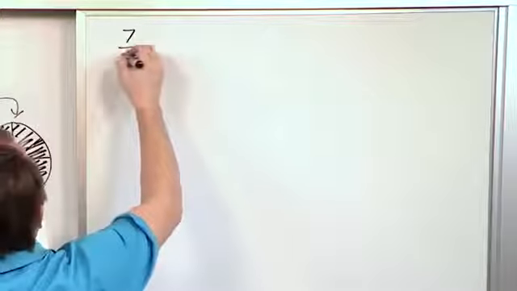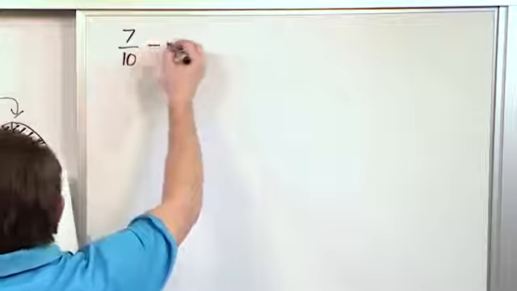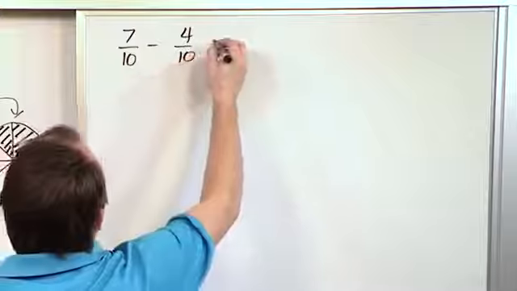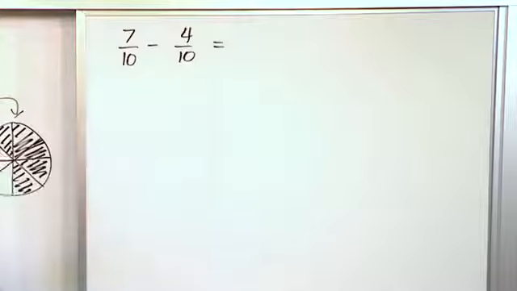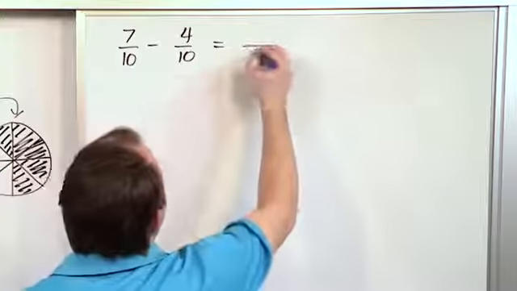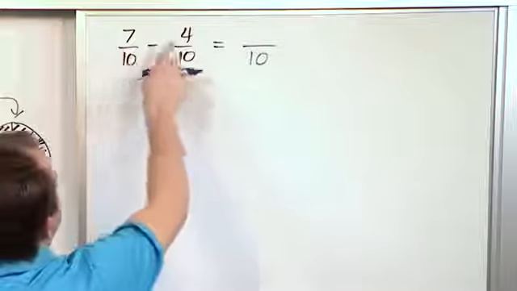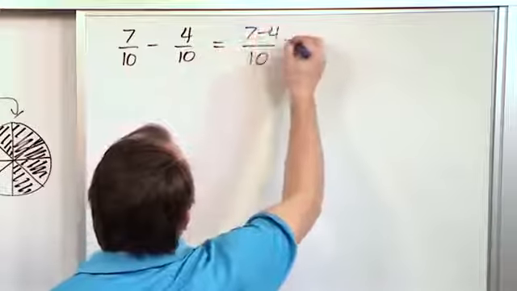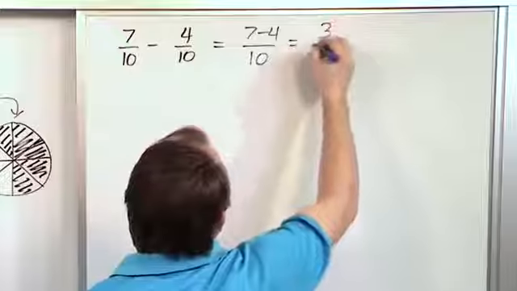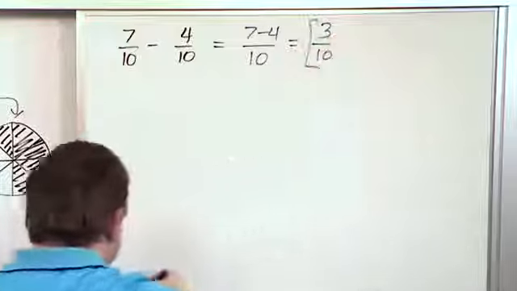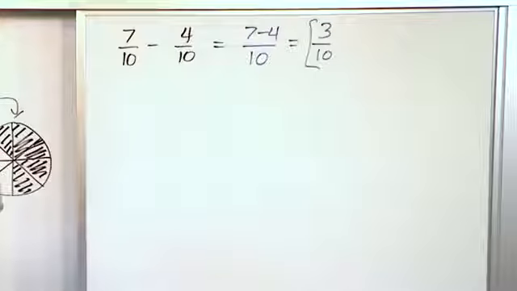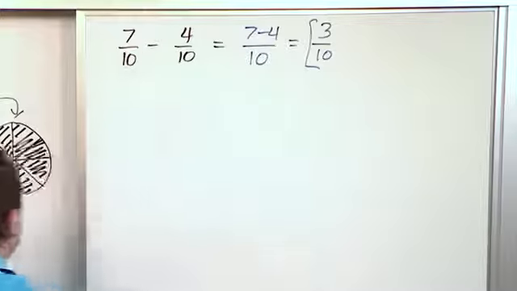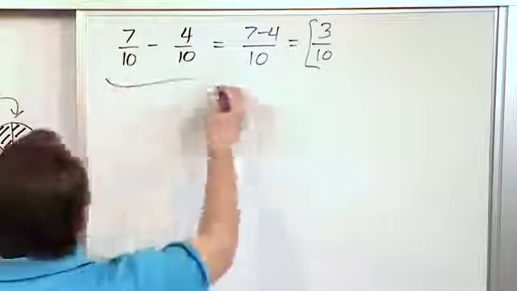Wrapping the lesson up here, we have 7/10 minus 4/10. Again, we check to see, do we have a common denominator? We do, it's 10, so we just keep that along for the ride, and then 7 minus 4, we just do that on the top. 7 minus 4 is 3, so we have 3/10. And I can't simplify that any further. 3/10, there's nothing I can divide top and bottom by to make that any simpler. So it's already done.